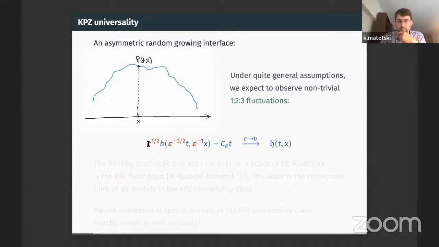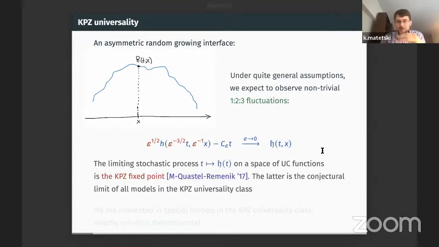If we take a small parameter epsilon and we rescale space, time, and the size of fluctuations of the height function h using the so-called 1:2:3 rescaling, if we subtract probably the asymmetry, the deterministic trend from the evolution, and when epsilon goes to zero, we expect to see a non-trivial limit. So this non-trivial limit is a random function, which again depends on two variables, space and time. So when this non-trivial limit exists, it is called the KPZ fixed point.